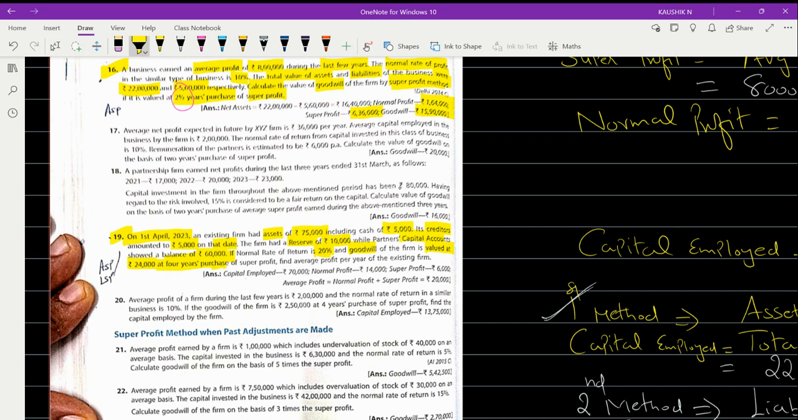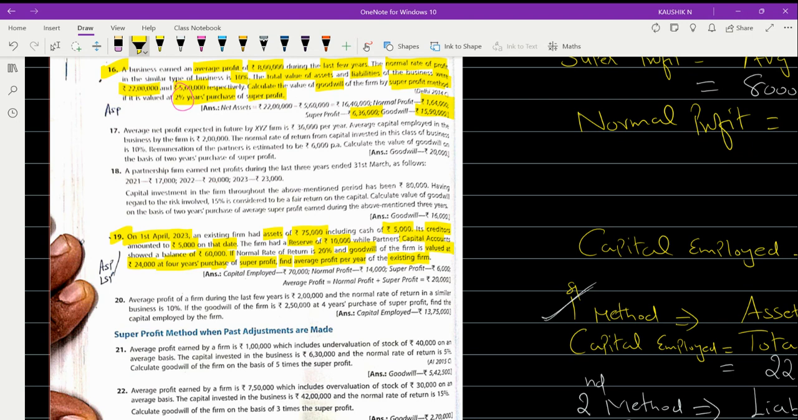4 years, sir. 4 years purchase. On what basis? Of super profit. Okay, so goodwill is rupees 24,000 on 4 years purchase of super profit. You have been asked to find the average profit per year of the existing firm. So they are now asking us to find out the average profit of the firm, right? ஸோ அப்போ இது வரைக்கும் குட்வில் கண்டுபிடிக்க சொல்லியிருந்த சம்மில் இப்போ நம்ம என்ன கண்டுபிடிக்க சொல்லியிருக்காங்க, ஆவரேஜ் ப்ராஃபிட்டை கண்டுபிடிக்க சொல்லியிருக்காங்க.